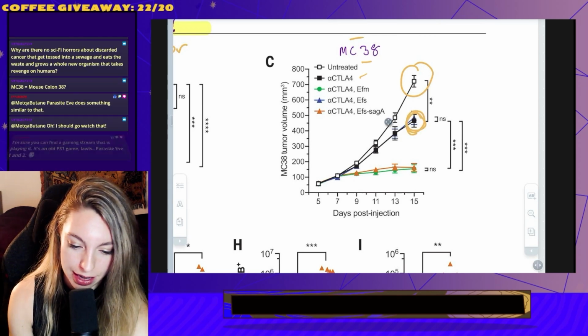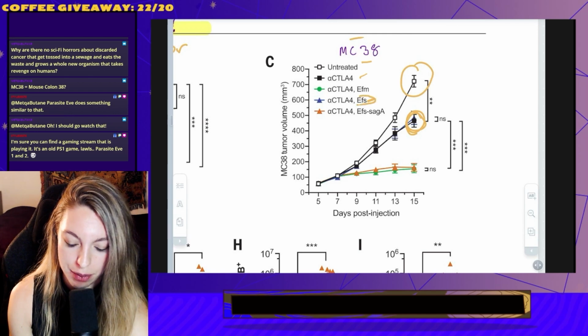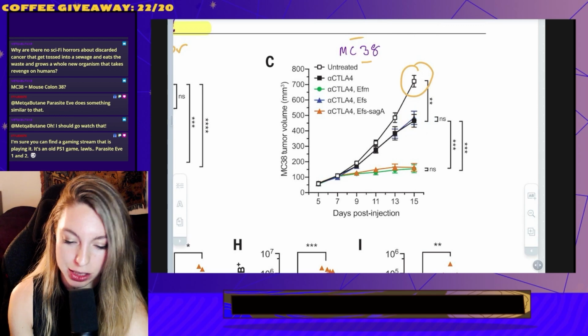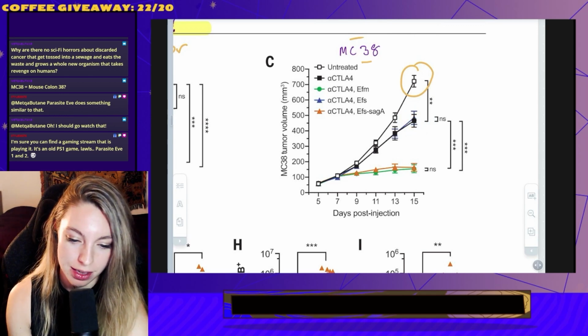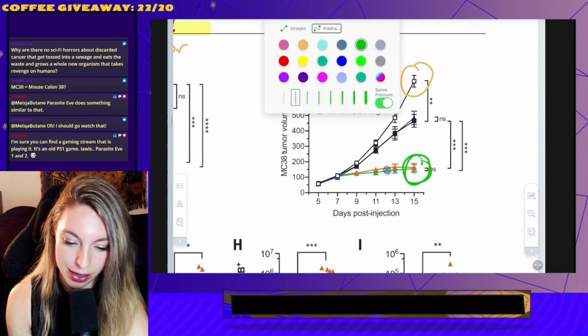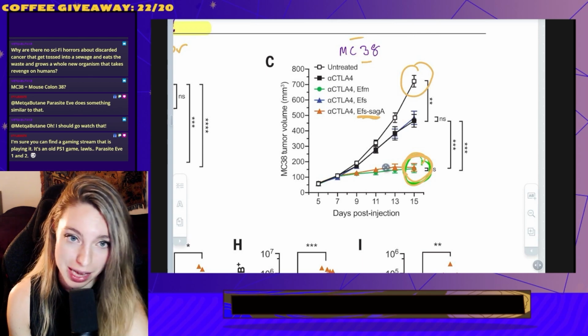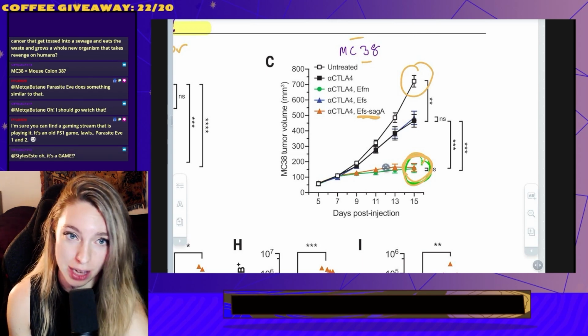We can also see that when we use the shitty bacteria, E. faecalis, it basically looks the same as the anti-CTLA-4 alone. So these two look the same, which basically tells us that E. faecalis, our shitty bacteria, is not doing anything here. When we use our good bacteria with anti-CTLA-4, though, we see really good tumor clearance. The tumors are really small. And then when we add our E. faecalis, the shitty bacteria, with SagA, we also see really good tumor clearance. So again, this is just showing us that SagA is helping clear the tumor.